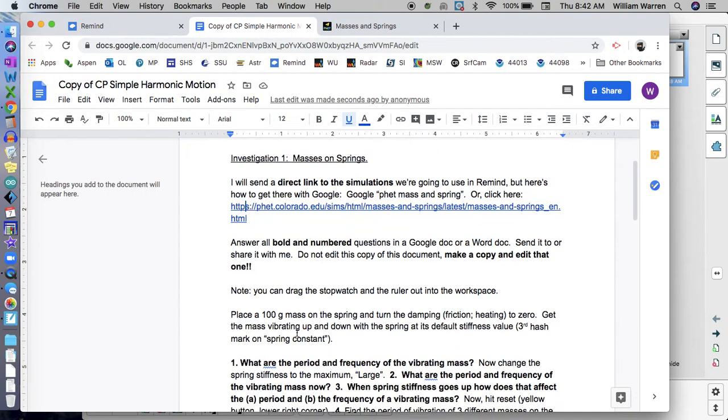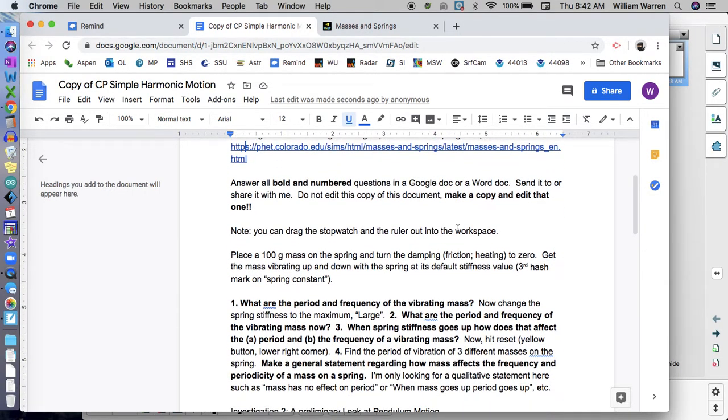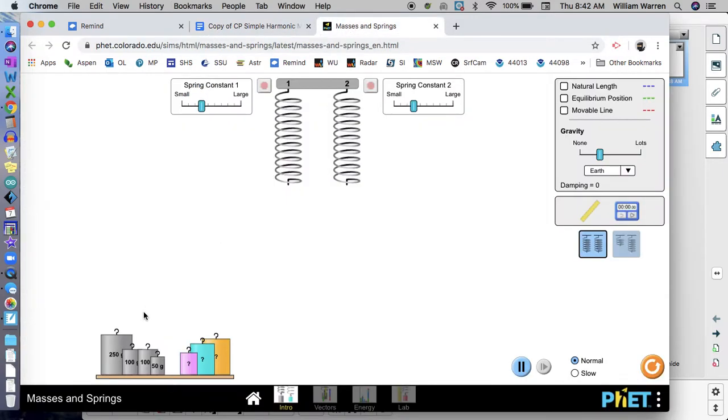Answer bold and numbered questions. You can drag the stopwatch and the ruler out into the workspace. Okay. Place a 100-gram mass on the spring and turn the damping to 0. Place a 100-gram mass on the spring. I think the damping already is 0. Right, so it'll just keep going now.